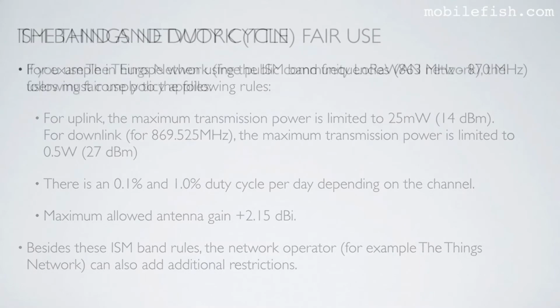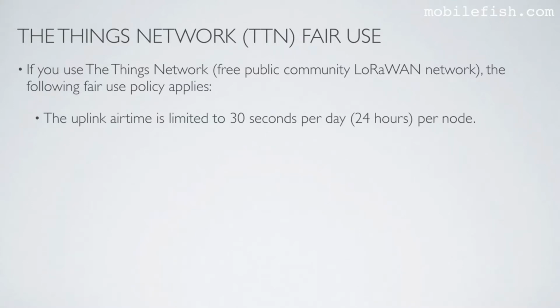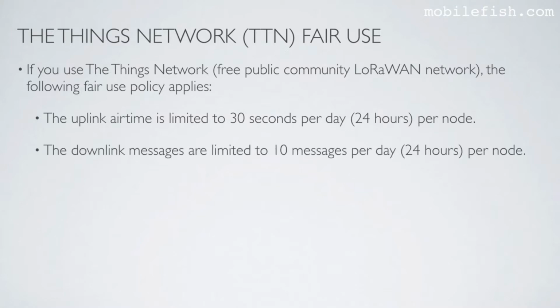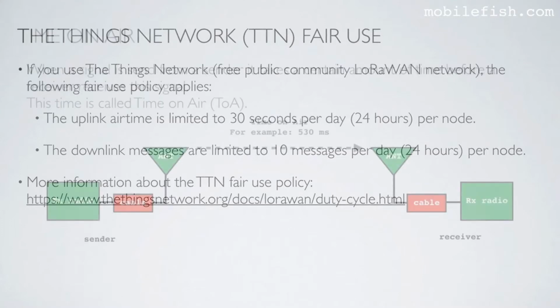restrictions. If you use the Things Network, which is a free public community LoRaWAN network, the following fair use policy applies. The uplink airtime is limited to 30 seconds per day per node, and the downlink messages are limited to 10 messages per day per node. For more information about the Things Network fair use policy, go to this location.